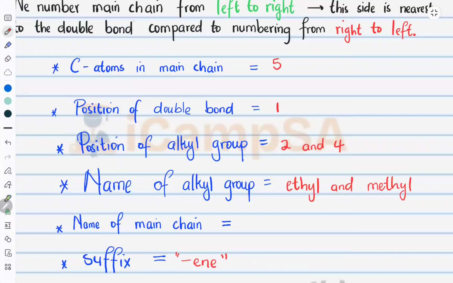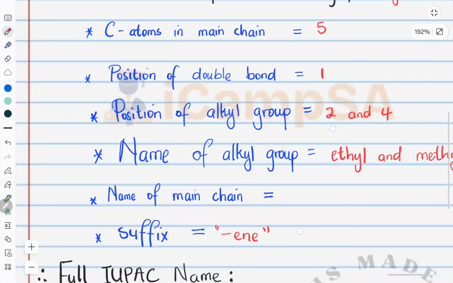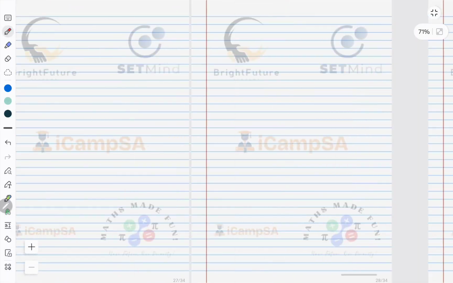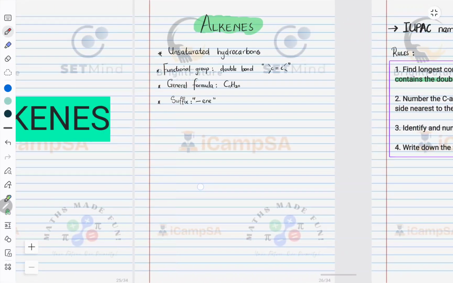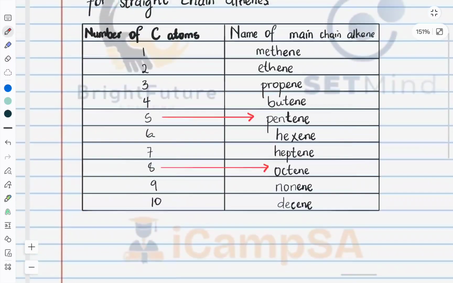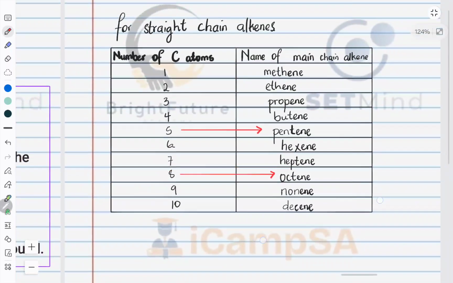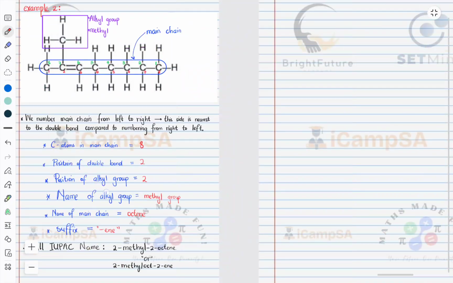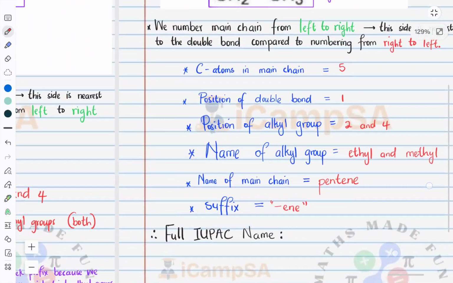So the name of the main chain becomes pentene because it's 5. Remember that. Let's go check our table. Where's our table? Should be here. Yes, since it's 5 atoms, it's pentene. 5 atoms in the continuous carbon chain, the main chain. All right, so we have that.